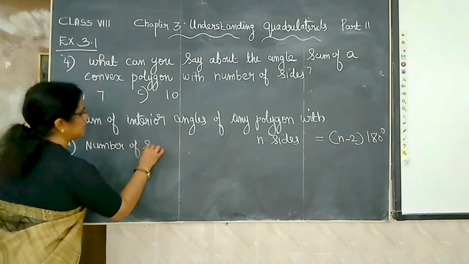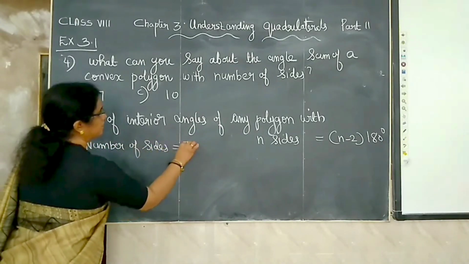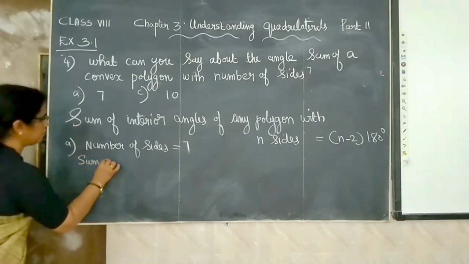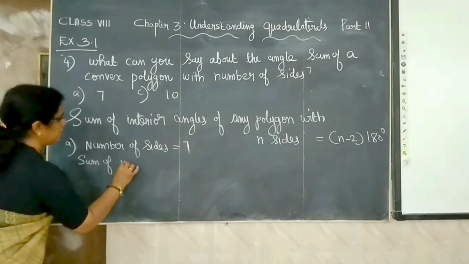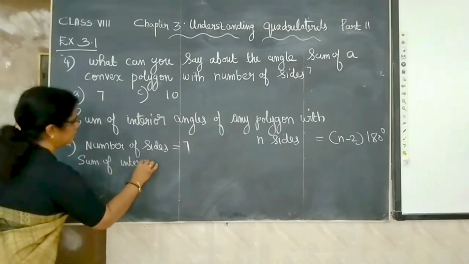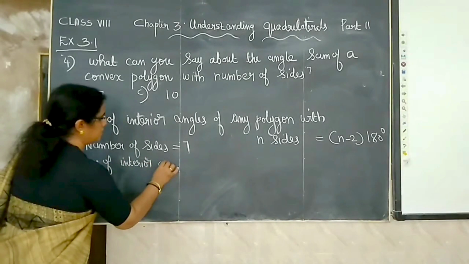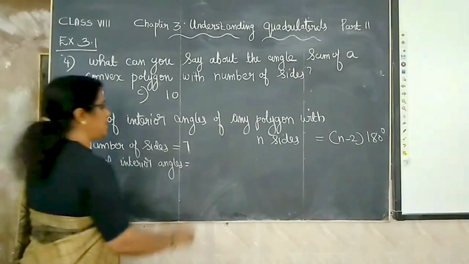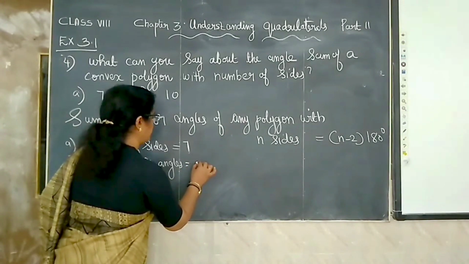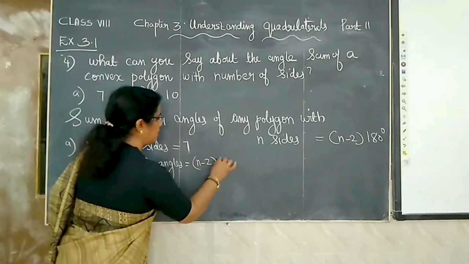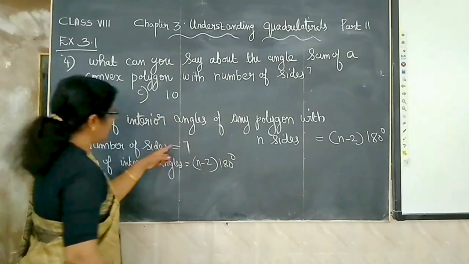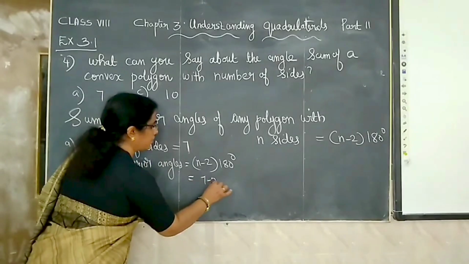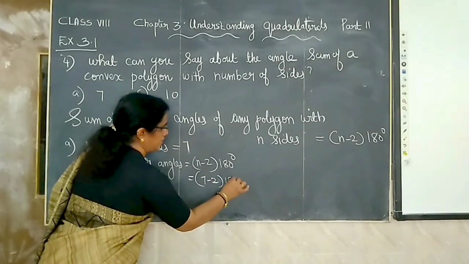Number of sides is equal to 7. So the sum of interior angles. We can use the equation (n minus 2) multiplied by 180. Here n equals 7. Therefore, (7 minus 2) multiplied by 180.